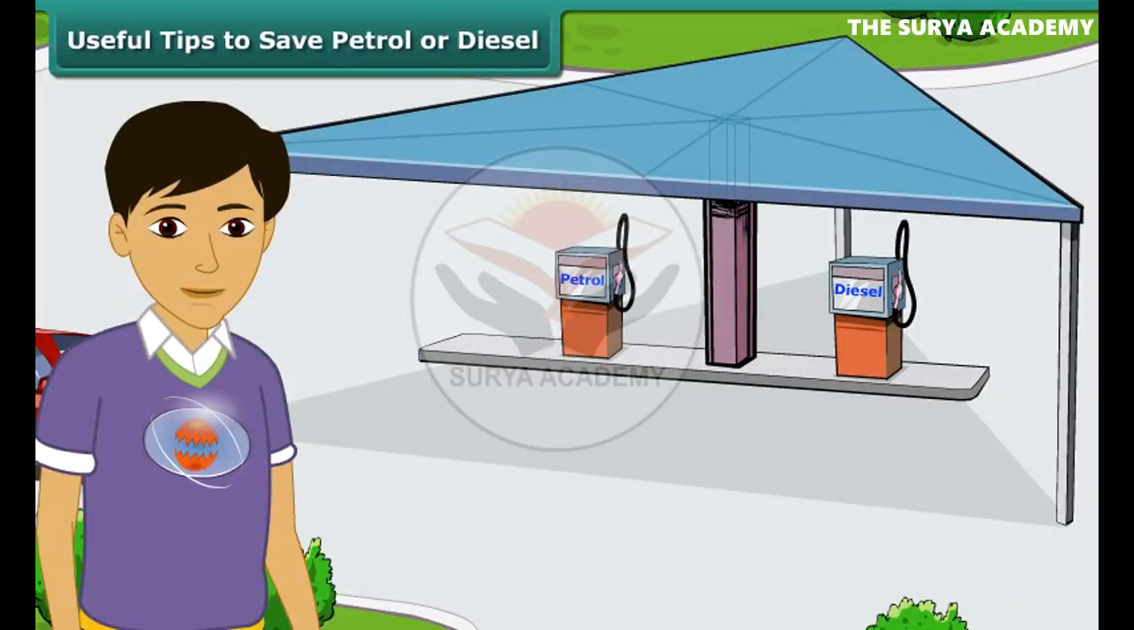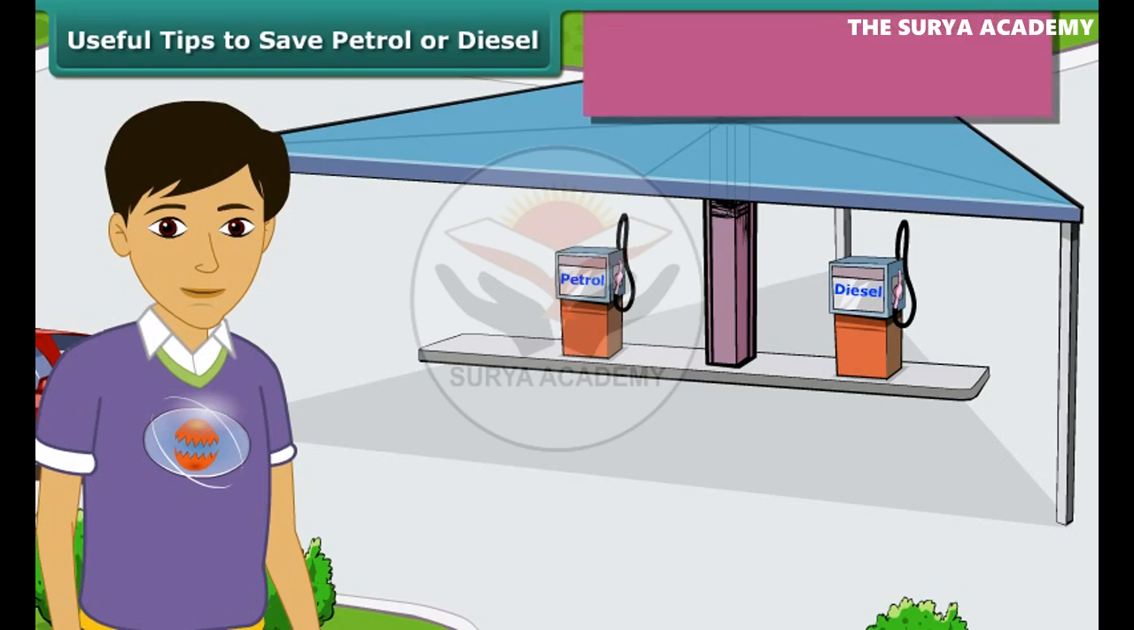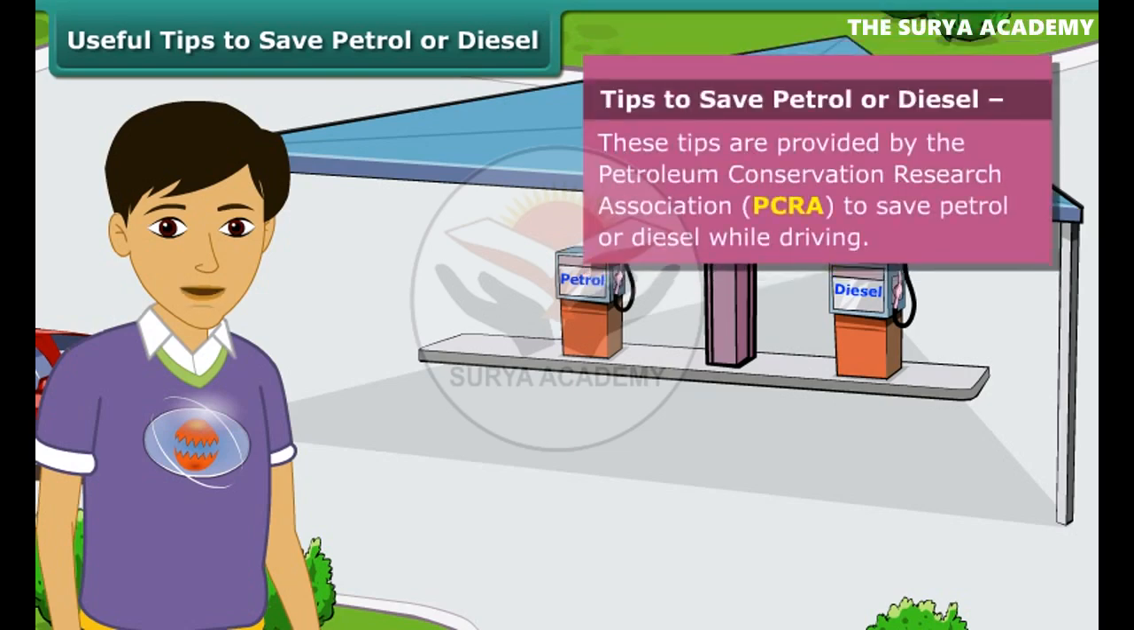Friends, as we know that petrol and diesel are exhaustible resources, that is, the amount of them in nature is limited and will deplete one day, it is important to use these resources carefully. Here are a few useful tips for us as advised by the Petroleum Conservation Research Association, PCRA.